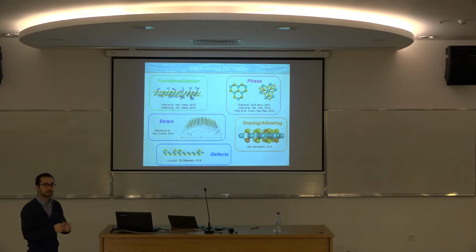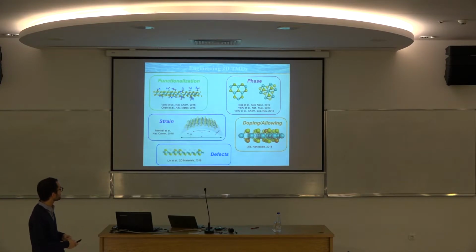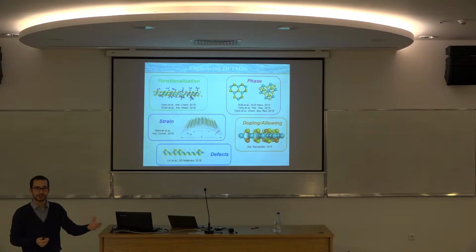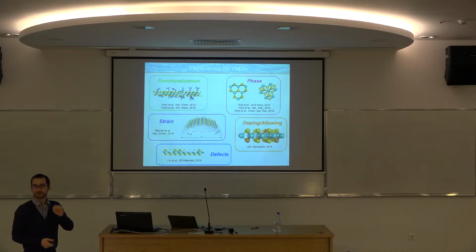You can apply some strain, so you can compress or have a tensile strain applied on the nanosheets. And you can also dope, so you can substitute some atoms, some chalcogen or some metals, and tune the properties of this material. Or you can create some defects. Either you want to control the density of defects, or even the position or the nature of the defects, in order to tune the properties.